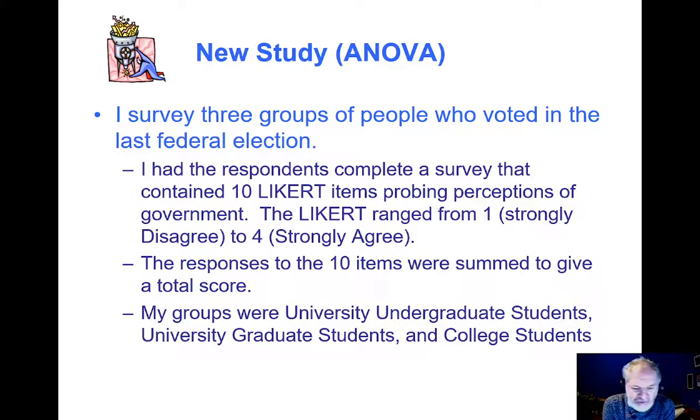But I have 3 groups I administered my scale to. I have university undergraduate students, university graduate students, and college students. So this is a new inferential test, a univariate test. Everything we've done before has been either 1 mean, 2 means. Now we are extending our work to 3 means.